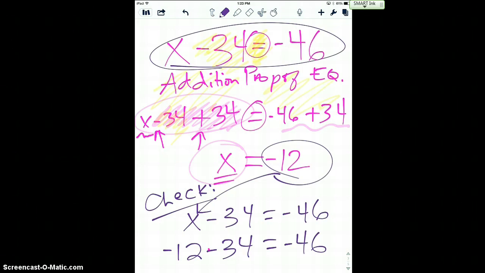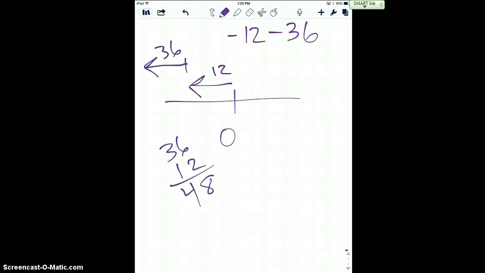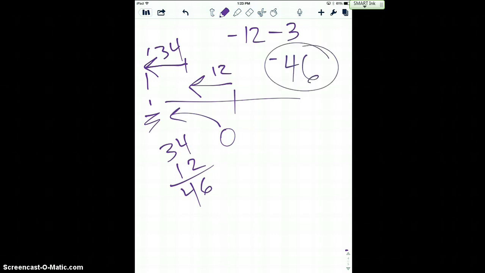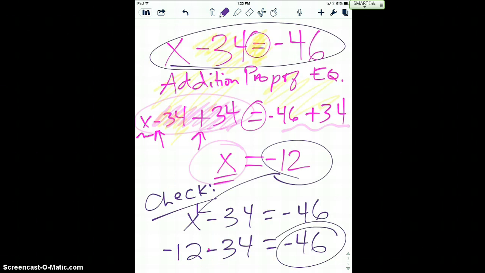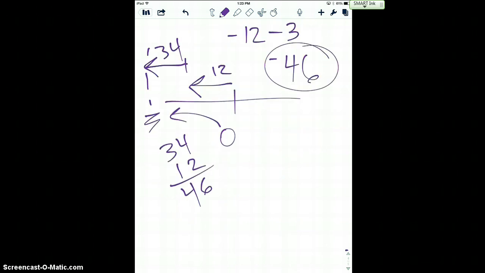And I end up, now I messed up the number, it's not 36, it's 34. So I'm going to erase that, 34. Which means that I will end up with 46, but it's below 0, so that's negative 46. And is that what we wanted? Yes! Okay, so we were able to solve for x by using the addition property of equality. So let's try one more.